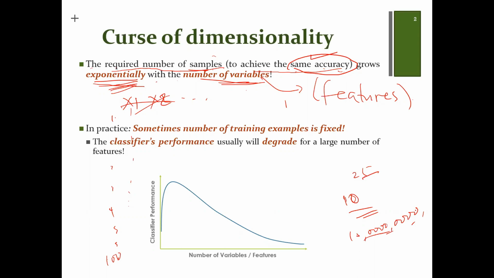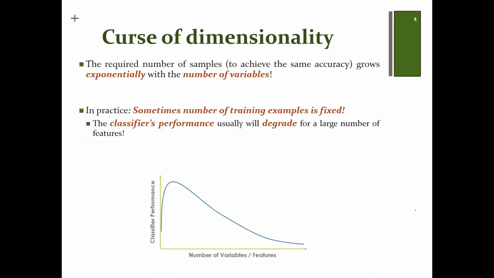However, in practice, in reality, sometimes the number of training examples is fixed. This is why the problem is a very complicated and serious one. Sometimes the number of training examples is fixed. You cannot increase them because the data doesn't belong to you. Even if it belongs to you, there's no way you can manufacture the data, except if you just want to play around. So this data has been prepared by your client, and that is all they could get.